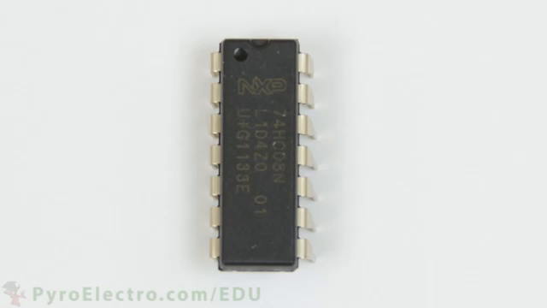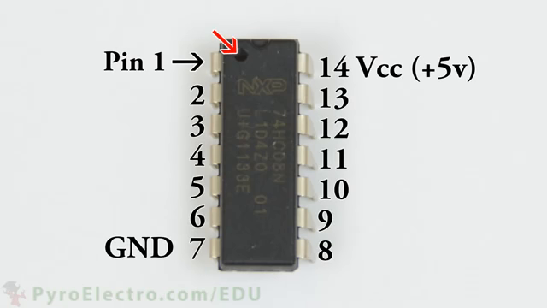The 74HC08 IC is a quad AND gate device. This circle can be found on any integrated circuit chip. It tells you that pin 1 is right next to it. From that point, you can count out the identification of each pin as you see on your screen.